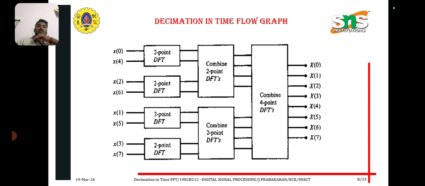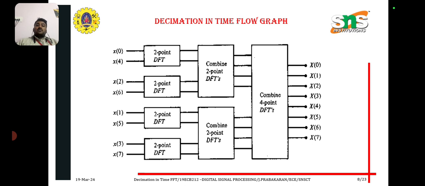And the decimation in time algorithm flow graph you can see here. Starting with the input part, you have to take bit reversal of the input sequence. That is why you can see x of 0, x of 4, x of 2, x of 6, x of 1, x of 5, x of 3, x of 7. This is the input part.